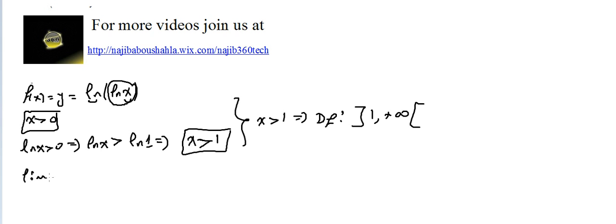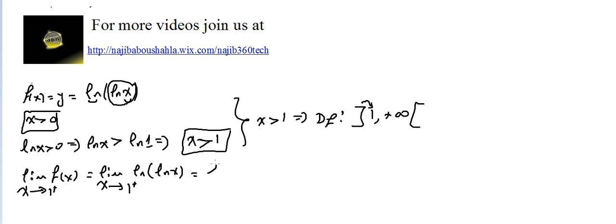Then we start the limits. The limit of f of x as x approaches 1, which is 1 plus, because it's to the right of 1, equals the limit of ln of ln x. Simply substitute 1, and it's going to be ln of ln 1. What is ln 1? It's 0. And what is ln 0? It's minus infinity. If the limit at a number is infinity, then x equal to this number is a vertical asymptote.